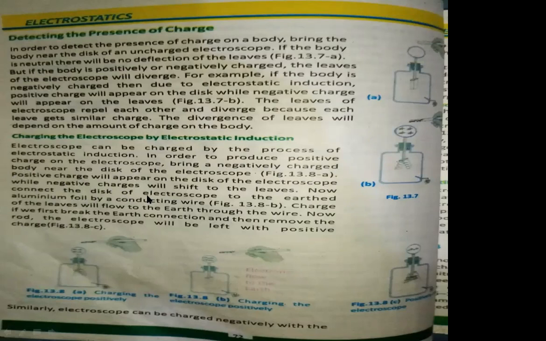Now connect the disk of the electroscope to the earth, the aluminum foil, by a conducting wire, figure 13.8B. This is the earth wire, right?